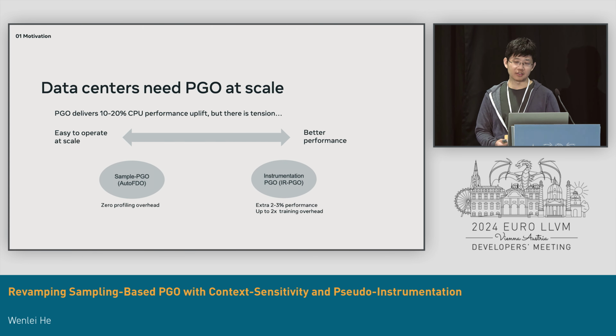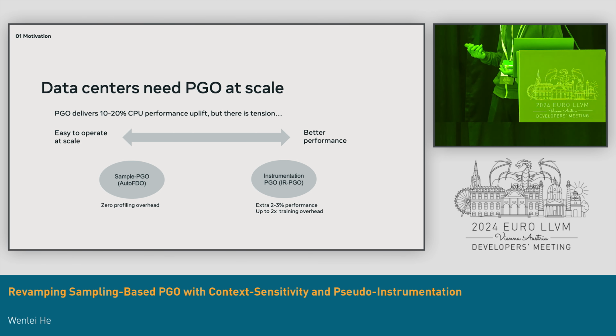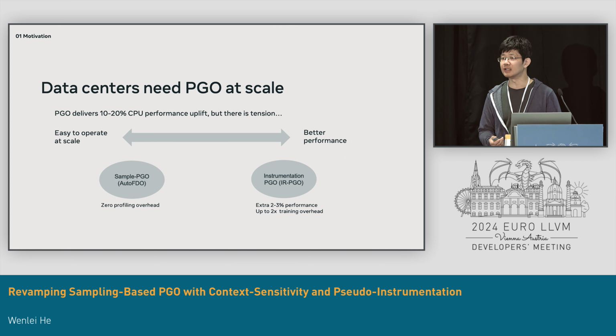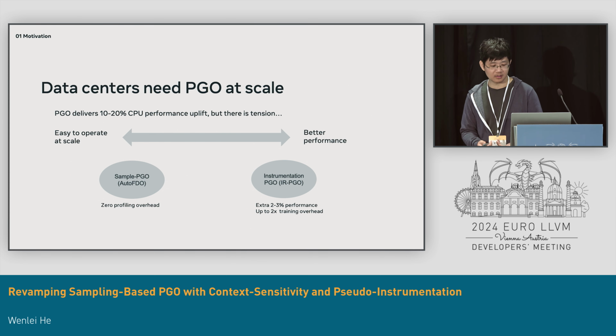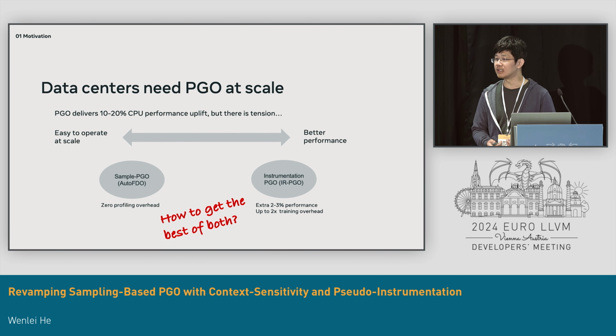We have different PGO technologies in LLVM that occupy different ends of the spectrum. On one end, we have AutoFDO, which is really low overhead, but it lags behind in terms of performance compared to instrumentation PGO by a couple percent. Instrumentation PGO, on the other hand, delivers the best peak performance, but it is really high overhead because it requires instrumentation, it slows down your training, so you need a special training tier setup for data center usage, which makes it less scalable. We're faced with a decision that we're not satisfied with. So we ask ourselves, how do we get the best of both?